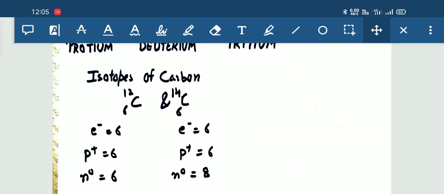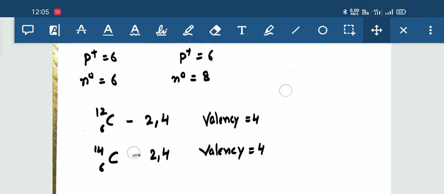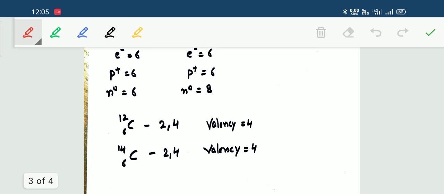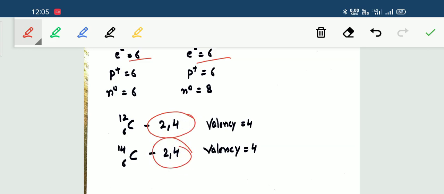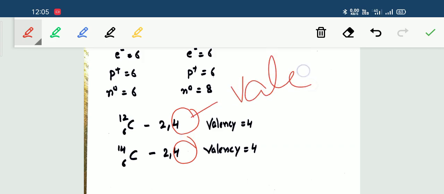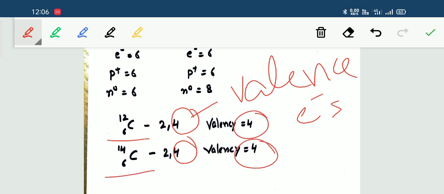Now students, moving forward, we have noticed that both carbon 12 and carbon 14 have the same number of electrons, that is 6. That means their electronic configuration will also be the same, 2,4 and 2,4. And since they have the same valence electrons, that is the electrons present in the last shell, which are called valence electrons, and we know that valency depends upon valence electrons, in this case it is 4 for carbon 12 as well as 4 for carbon 14.